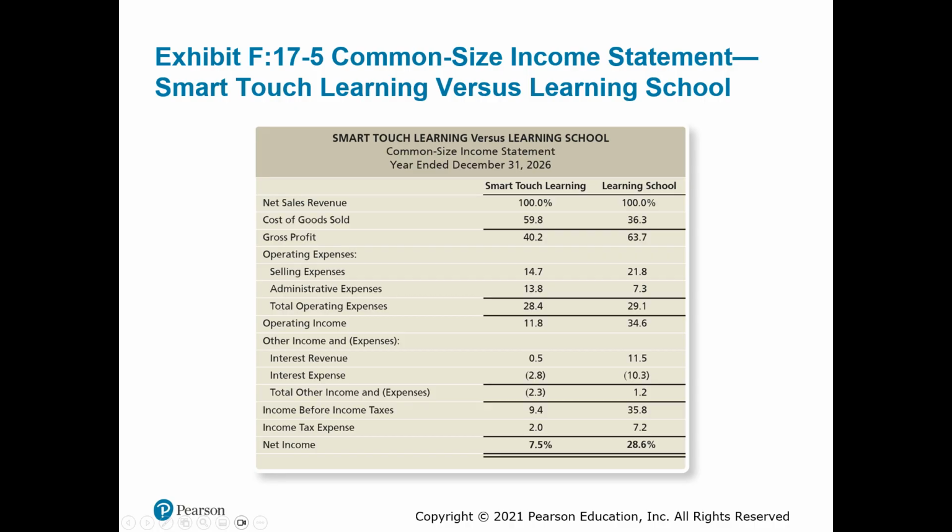Somehow, Learning School's cost of goods sold is so much lower than ours. So if we need to make improvements, if we need to make managerial decisions about how we're going to improve the profitability of our company, that's the spot to look at. Can we get these products cheaper somehow? Or another way to look at it, are we charging enough markup, enough margin above the cost that we are paying to acquire or produce these goods?